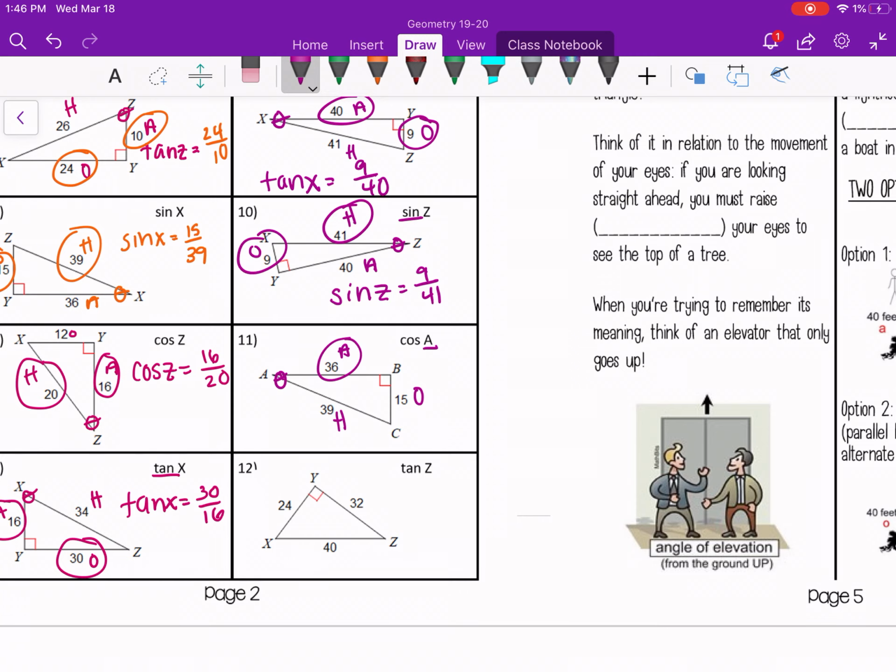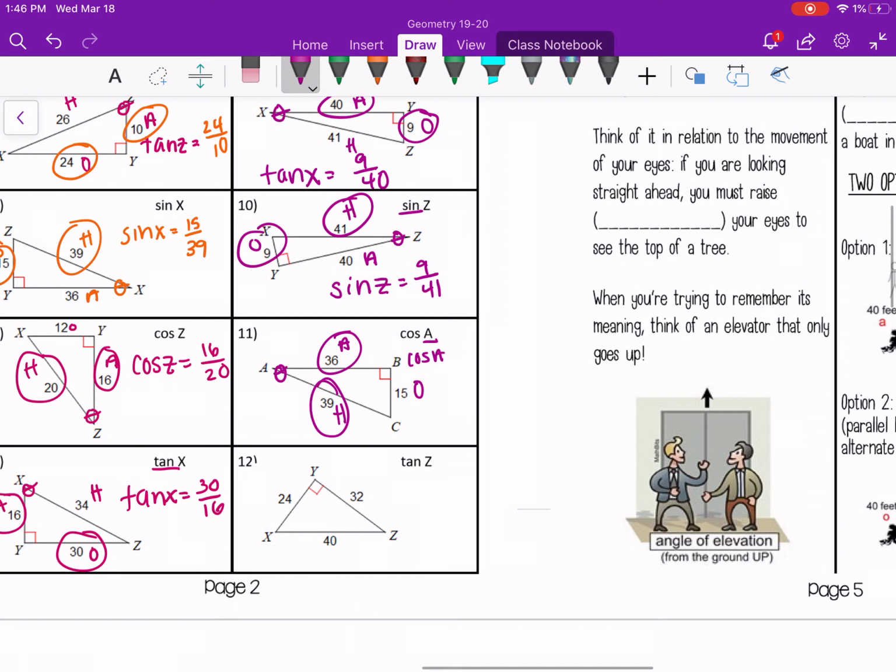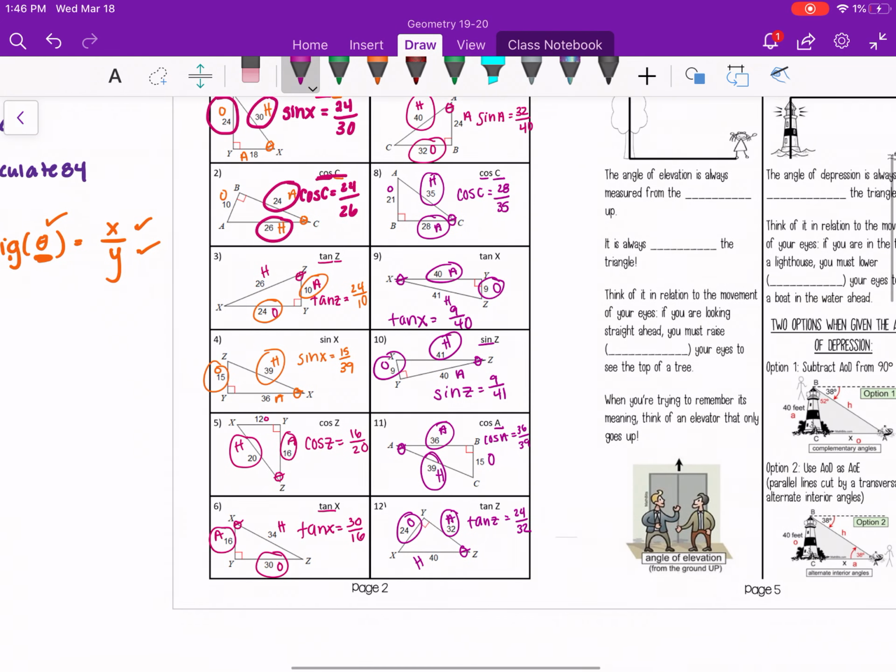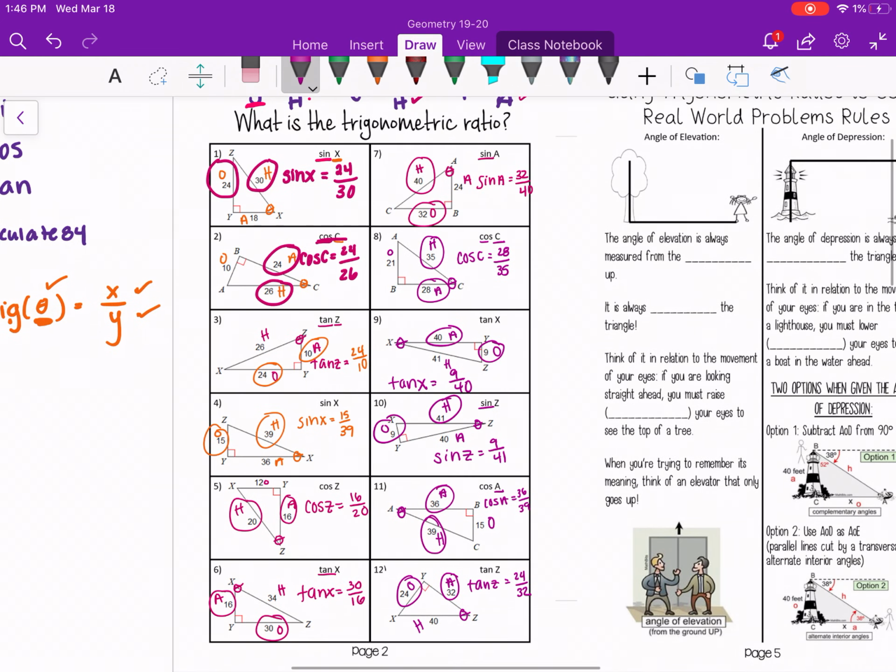We've got cosine needs A and H. Cosine of A equals 36 over 39. And then Z is hypotenuse, opposite, and adjacent. Tangent of Z equals 24 over 32. And that's our lesson for today, okay? So hopefully that one was quick and easy and painless.